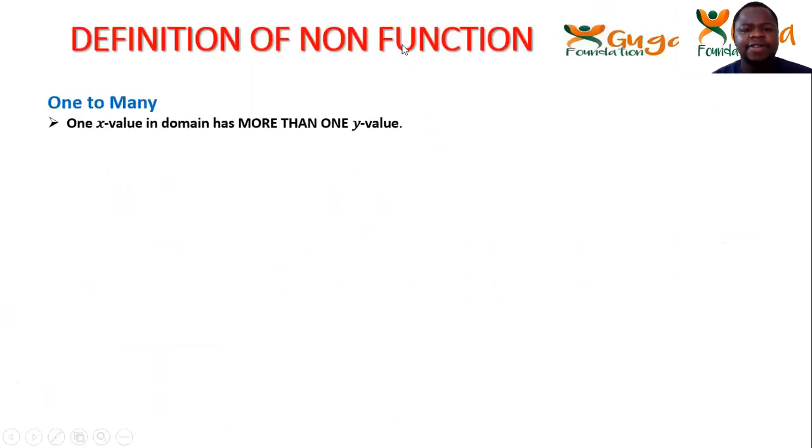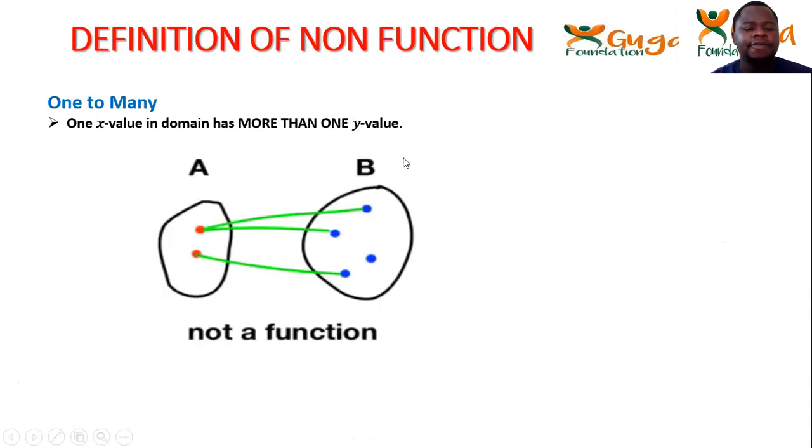Now, the definition of a non-function, that is, a relation which is not a function. One-to-many is whereby one x value has more than one y value. In other words, one x value is being mapped onto more than one y value. For example, you have an x value, or your input, which is being mapped onto a y value, and the same value is also being mapped onto a different y value, and you can also have a case whereby one value is being mapped onto different y values.